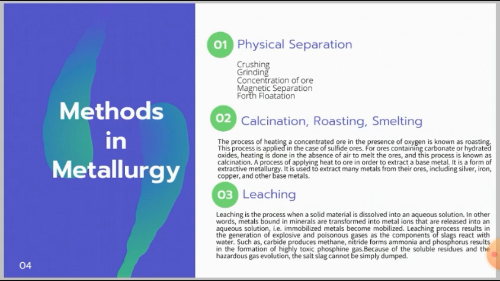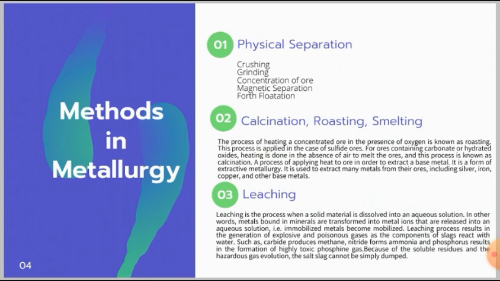The next phase, whether calcination, roasting, or smelting, all these three are the basic operations in pyrometallurgy. Why? Because whether calcination or roasting or smelting, all these three different operations take place upon heating. As far as calcination is concerned, it is basically heating of ore, which is done with the intent to drive off volatile compounds.